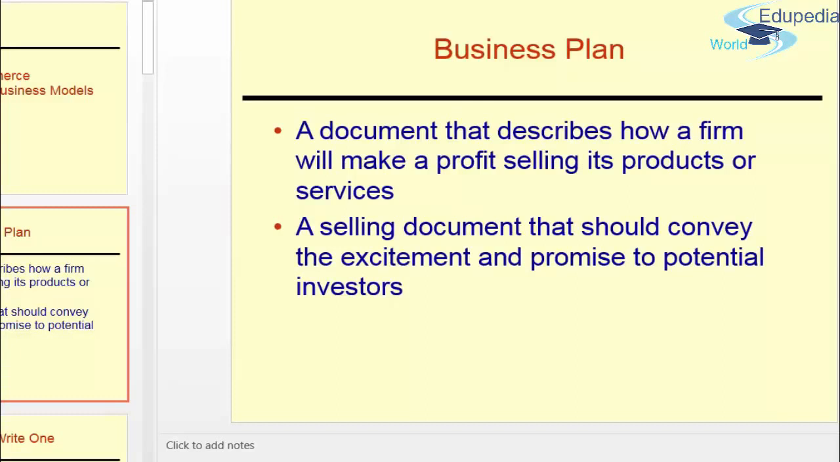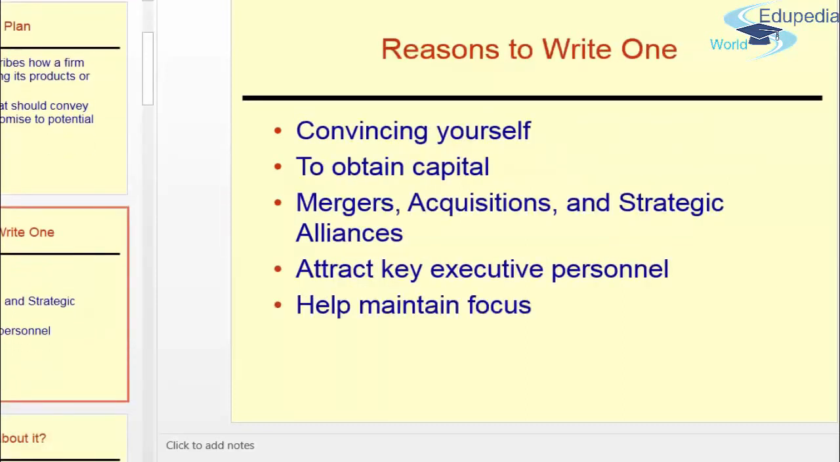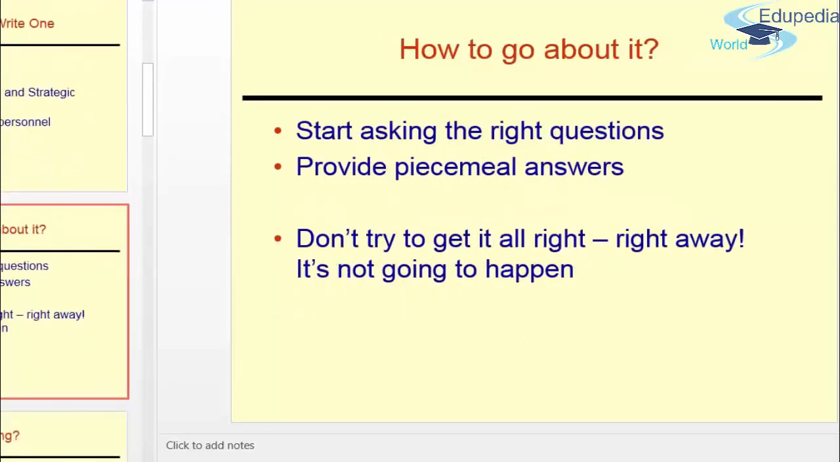This is a document that describes how a firm will make a profit selling its product or services. It is a selling document that should convey the excitement and promise to potential investors. And you have a lot of reasons to write an electronic commerce business plan. You need to start by asking the right questions.